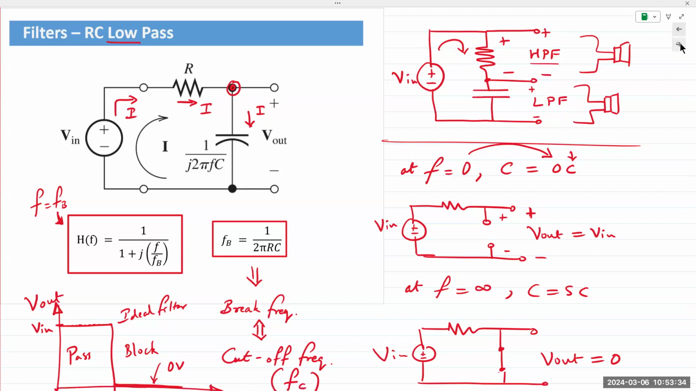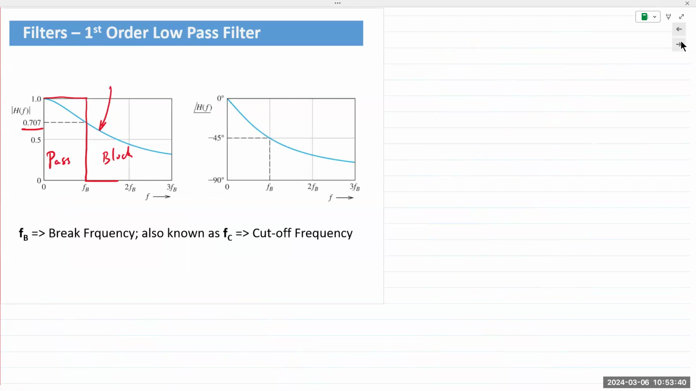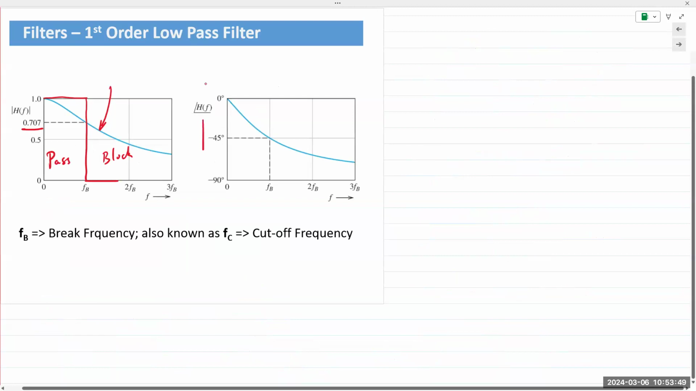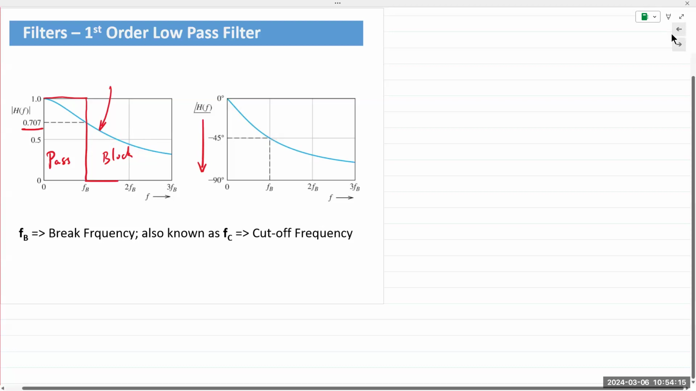Okay, so for a low pass or a high pass filter, the cutoff frequency is the point where the output drops to 70% or less. The phase angle is also affected. The phase of the transfer function goes from 0 to minus 90. At the cutoff frequency, it is minus 45.